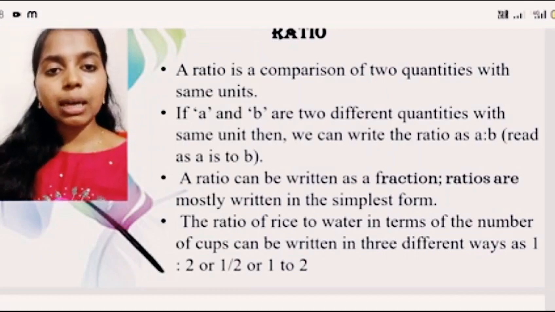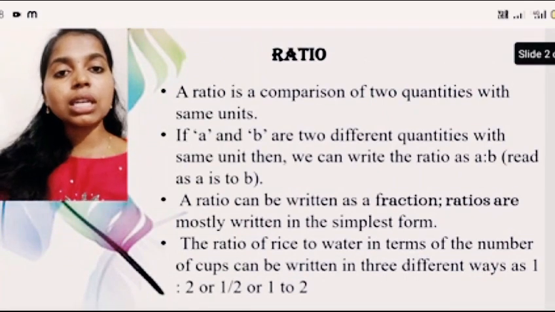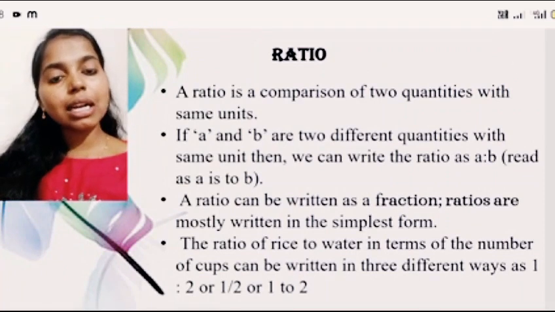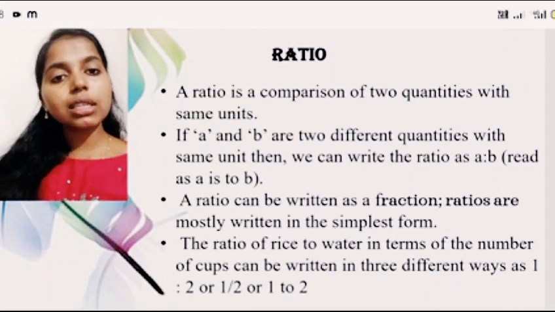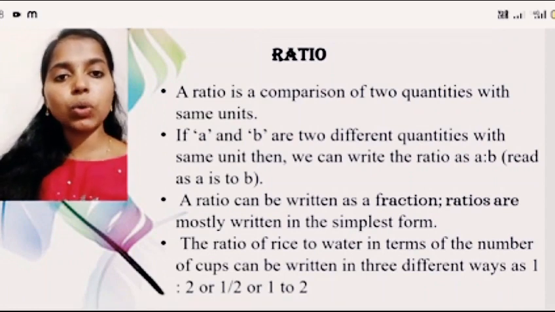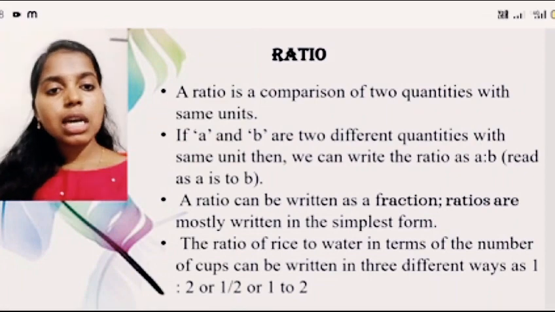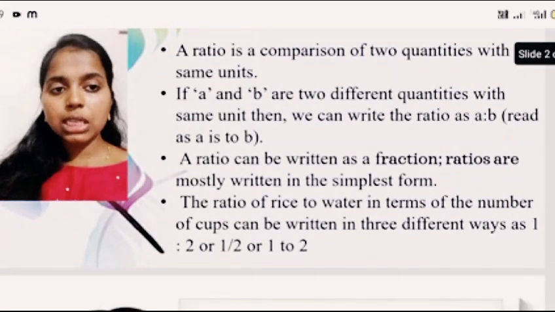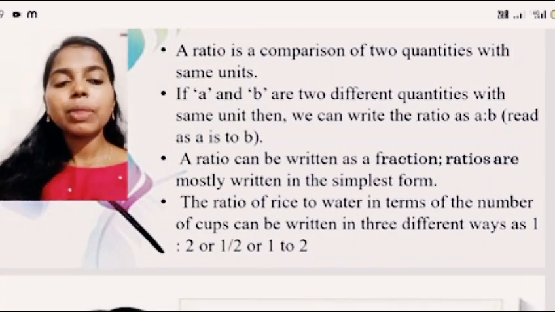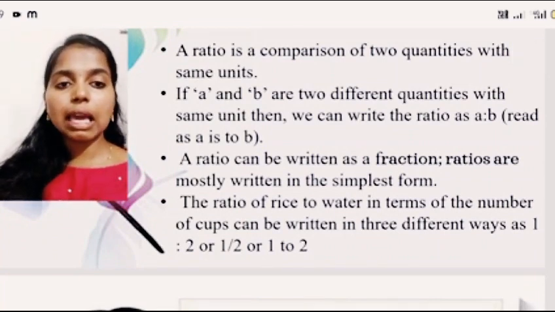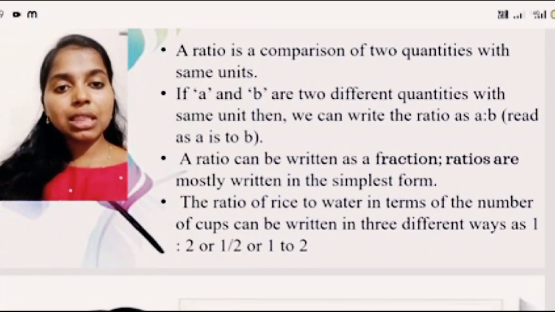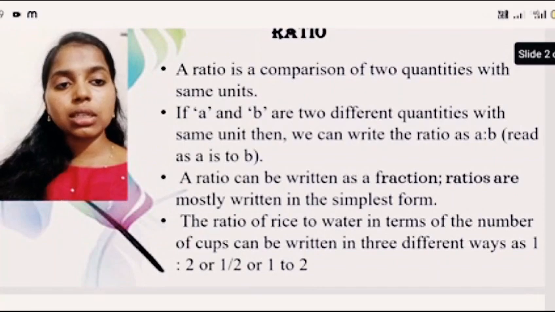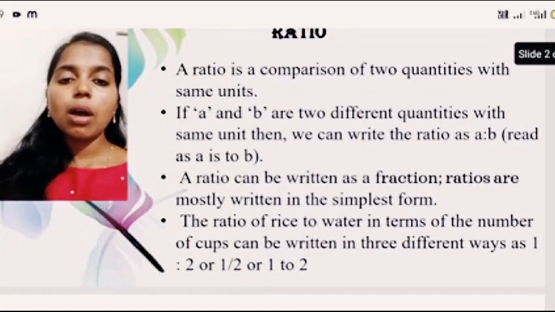For example, if we compare 1 kilogram to 1 gram or 1 kilogram to 5 gram, then we will change that kilogram into gram. Then only the two quantities will be in the same units. The second point is, if A and B are two different quantities with the same unit, then we can write the ratio as A is to B. In this form only we denote ratios.